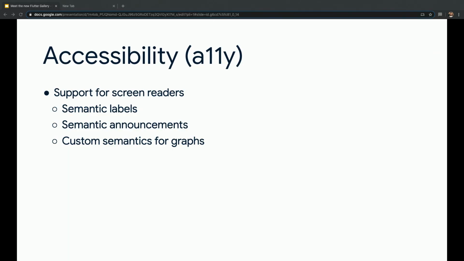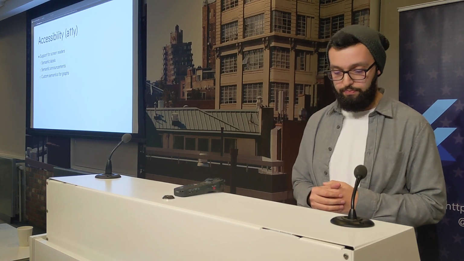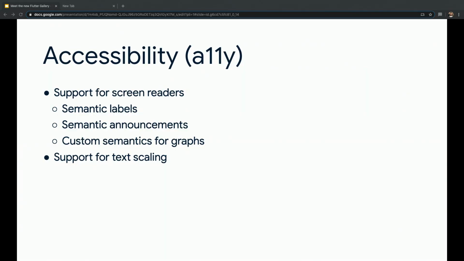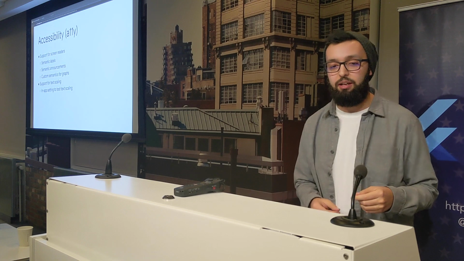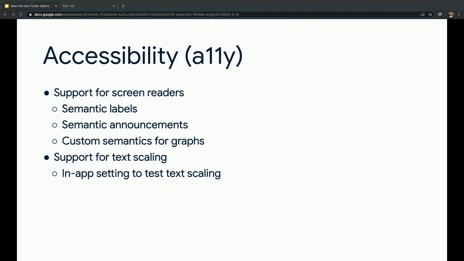And you can go one step further and include custom semantics for things that you custom painted, such as graphs and charts. I'll talk a little bit more about that after this. As I had mentioned earlier, we wanted to include support for text scaling, and we did that by making sure we had a setting in the gallery app itself so that you could play around with it and test it out without having to tweak it at the operating system level.